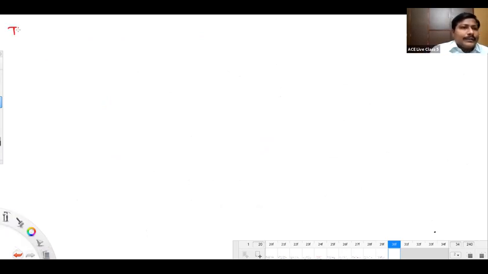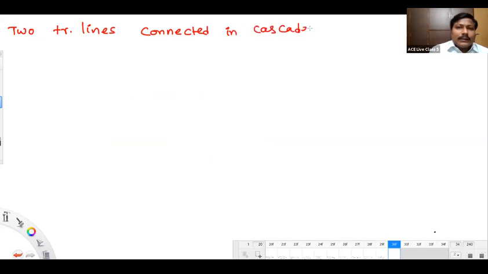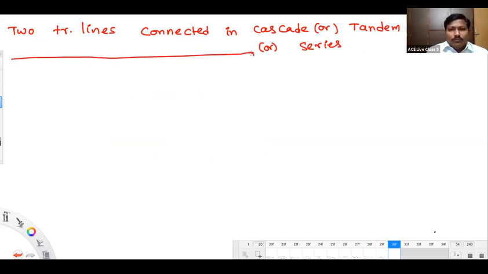Two transmission lines connected in cascade, or you can call it a tandem connection. Sometimes, particularly for transmission lines, you don't get any difference between cascade and series, right?